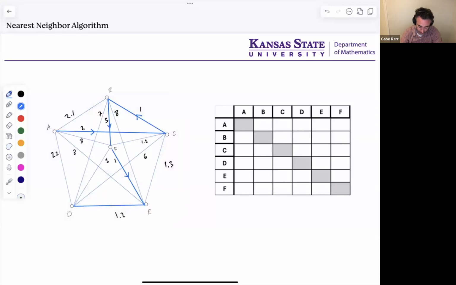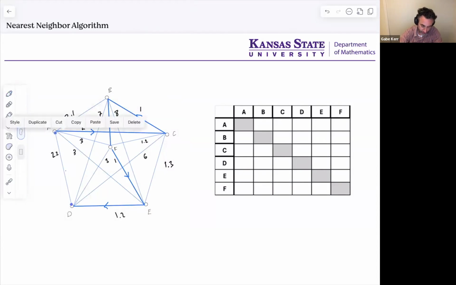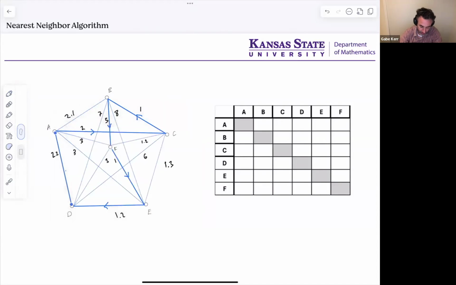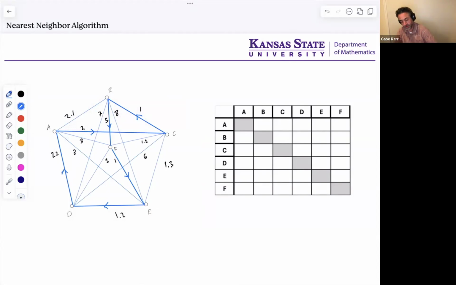And then now we're at the end of a sort of a path, a Hamiltonian path, and we just have to connect up to D. Okay, so this is a fairly straightforward algorithm. However, there are some subtle things about it that maybe one could notice.